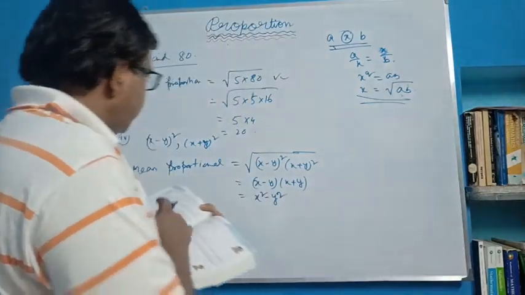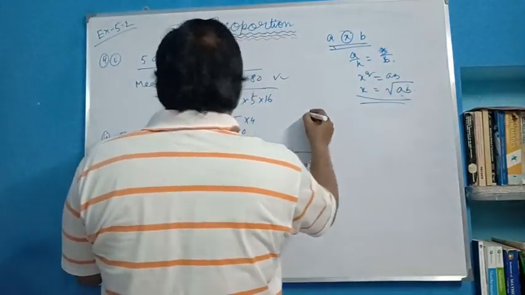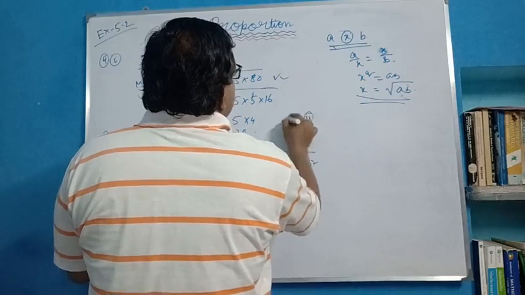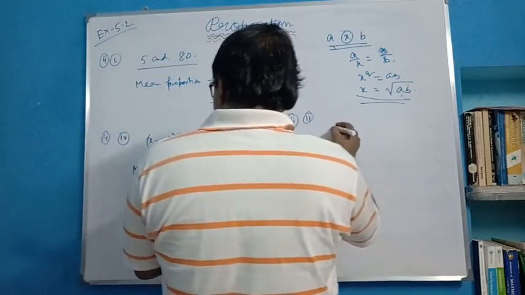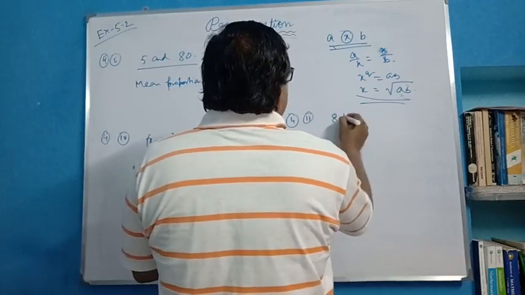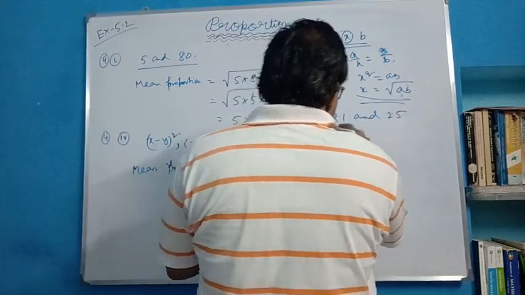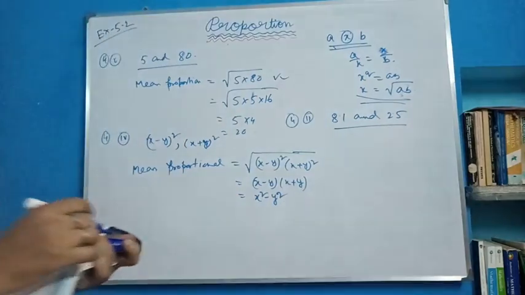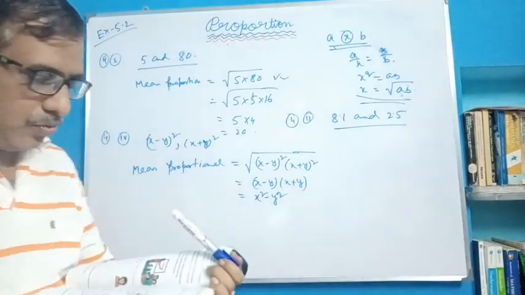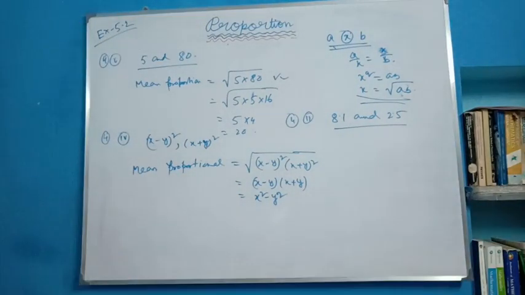So it is your classwork. Again another, 4-2, is your classwork. Find the mean proportion of 8.1 and 2.5. Mean proportion of these two. Next we start another problem.